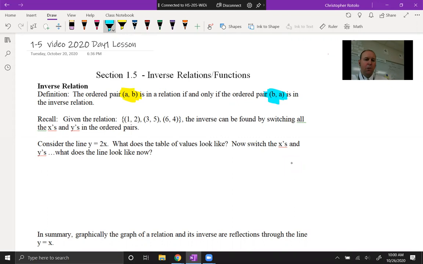Okay, so if we had (1, 2), (3, 5), (6, 4), what are we going to have on the inverse? (2, 1), (5, 3), (4, 6). All right, so that's all we need to do with it.